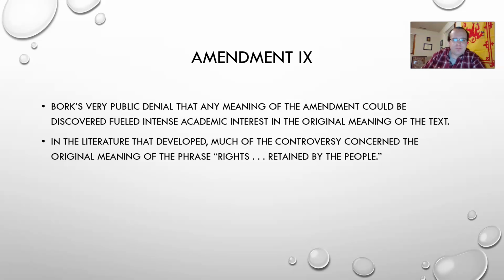So his very, very public denial that there was any meaning at all to the amendment that could be discovered fueled rigorous academic interest in the original meaning of the text. And then in the literature that developed, much of the controversy surrounding these comments concerned the original meaning of the phrase "rights retained by the people."